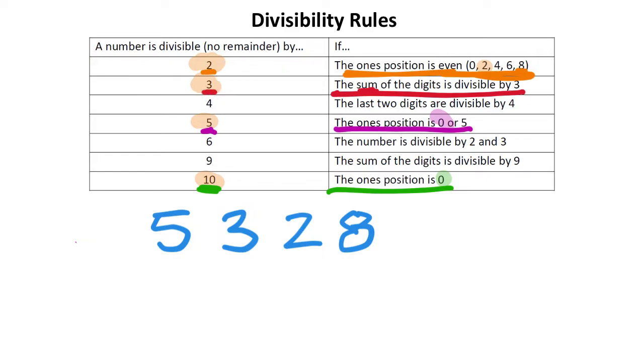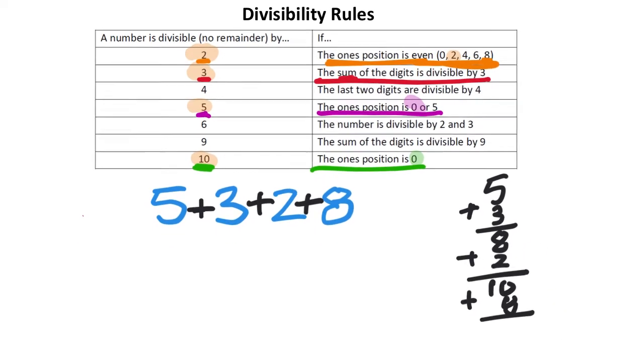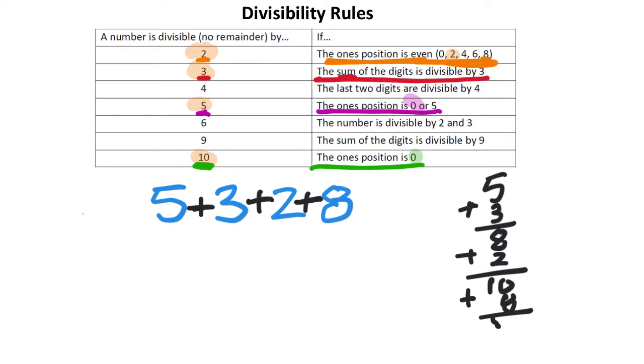Now to see if it's divisible by 3, the rule is to find the sum of the digits. What that means is you're going to add all these numbers together and see what you get. Starting with 5 plus 3, that's 8, then add the 2, which is 10, and then add the 8, which makes 18. That would be the sum there. This equals 18 right there.